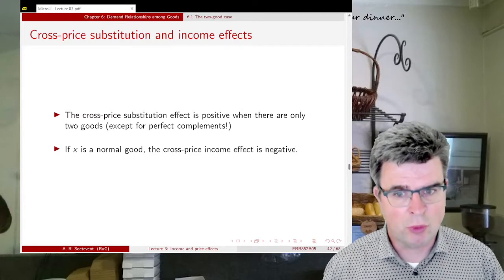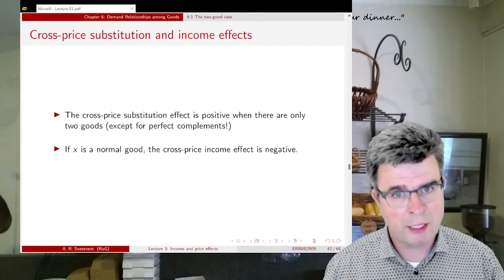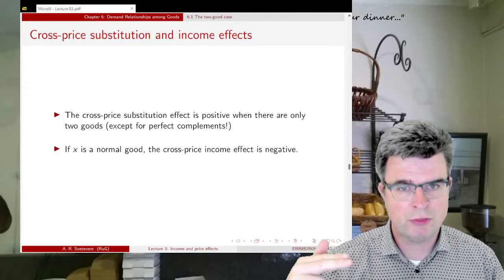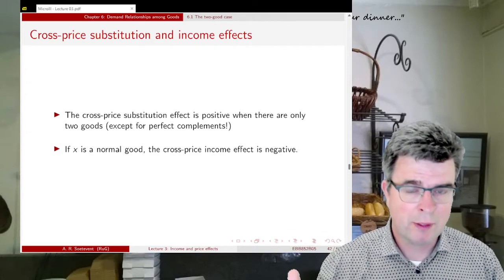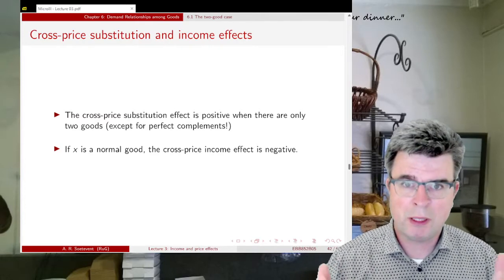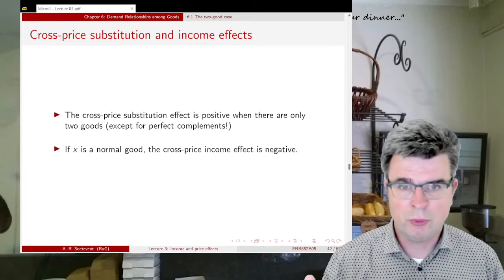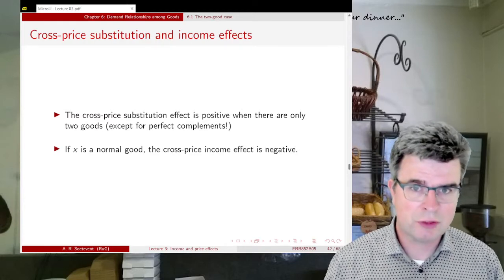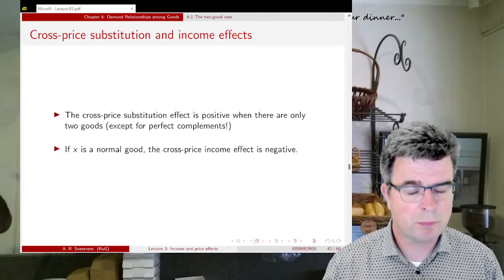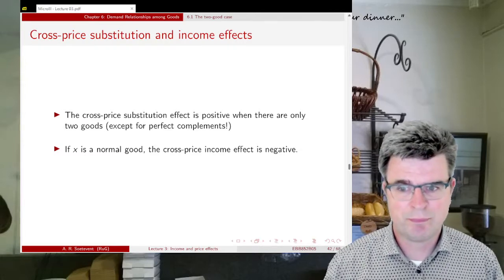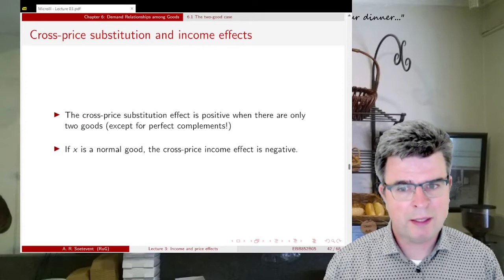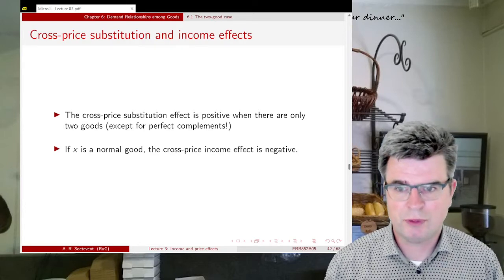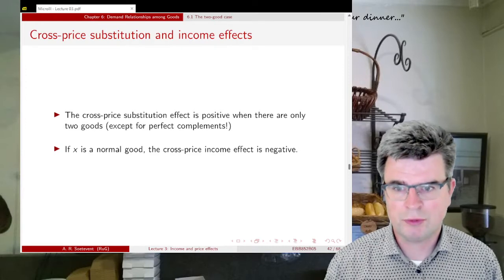And if good X is a normal good, then the cross-price income effect is negative. So we increase the price of good Y, then because of the substitution effect you buy more of good X, but at the same time there's a second effect: your income, your purchasing power decreases, and this income effect leads you to reduce your consumption of good X. So that holds if good X is a normal good. If it's an inferior good, then the cross-price income effect is positive. And the net impact of the substitution effect and the income effect combined is ambiguous. That depends on your utility function.